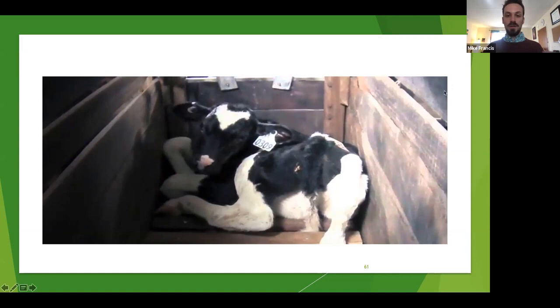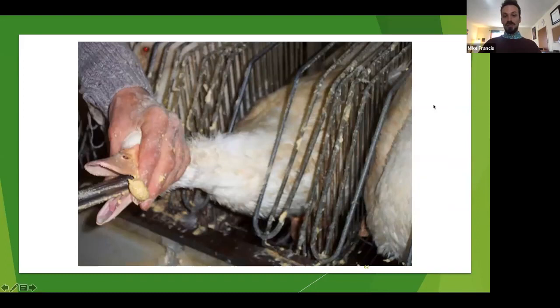And this is a foie gras duck. These ducks are force-fed in order to fatten and enlarge their livers. And this is considered a French delicacy, this foie gras. And so this is how it happens. So hey, you should know where your food comes from. You should know what you're eating.